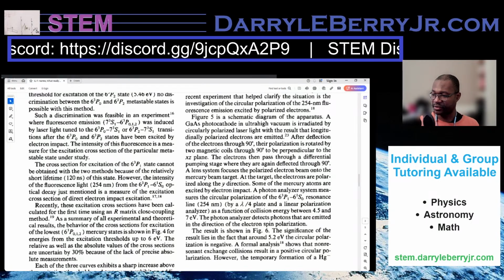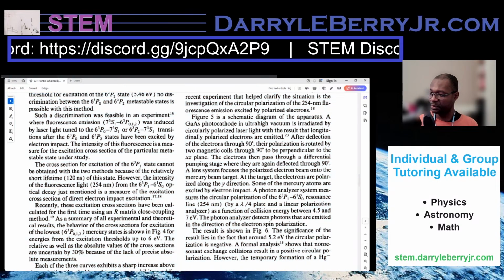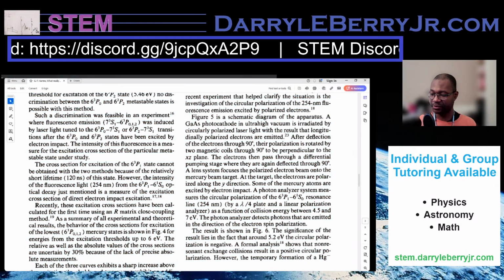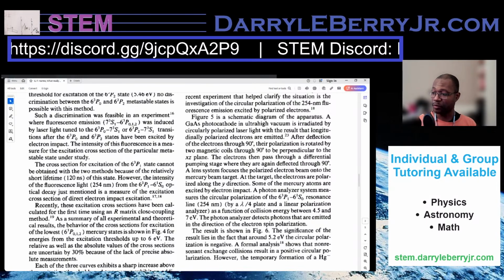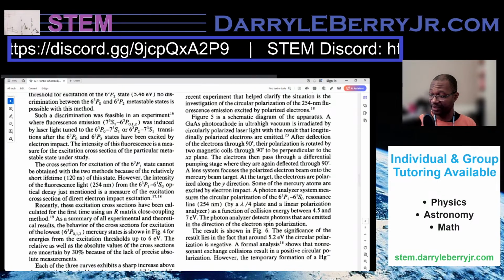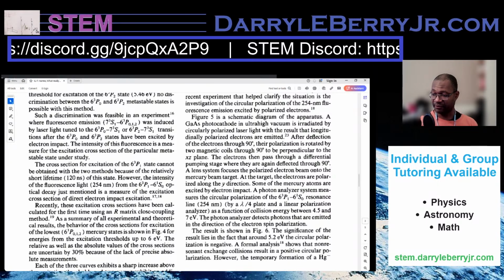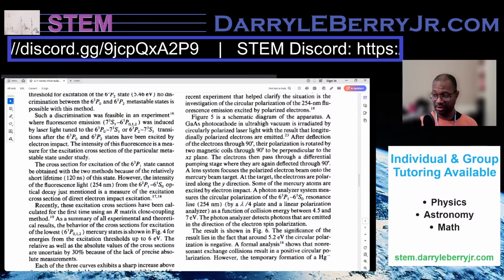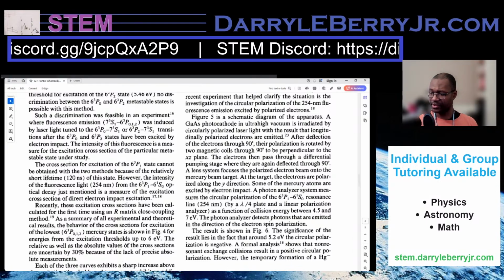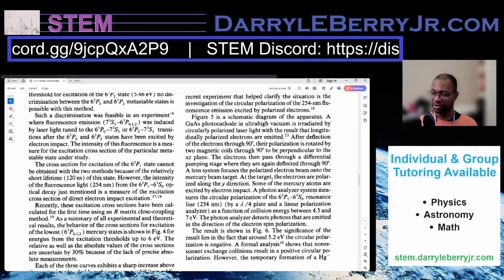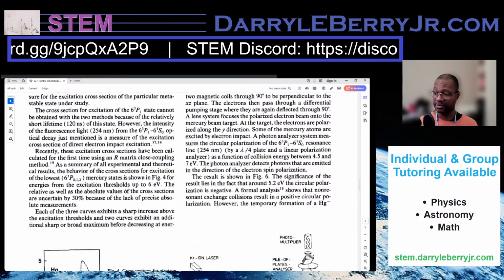A photon analyzer system measures the circular polarization of the 6³P1 to 6¹S0 resonance line, 254 nanometers ultraviolet, by a lambda over 4 plate, or wavelength over 4 plate, in a linear polarization analyzer as a function of collision energy between 4.5 and 7 electron volts. See, 4.9 is between that range. A photon analyzer detects photons that are emitted in the direction of the electron spin polarization. The result is shown in figure 6.